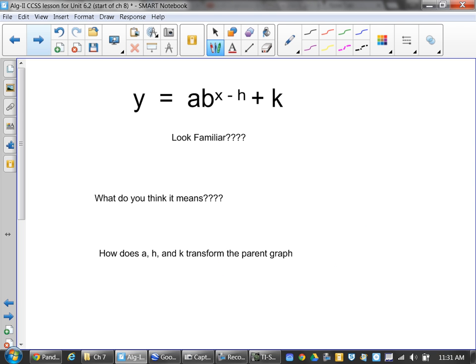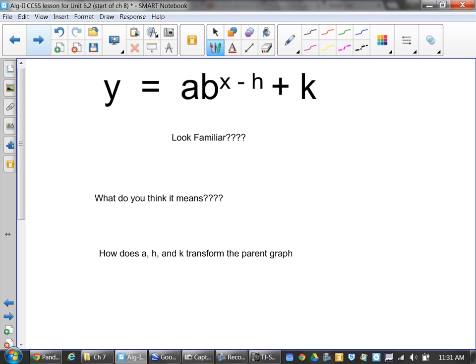Does this look familiar? Maybe, if you have those H's and K's. Do the H's and K's move it up and down? Moves them up and down, left and right. Yep, exactly. That's what this is. So that's a really important idea.